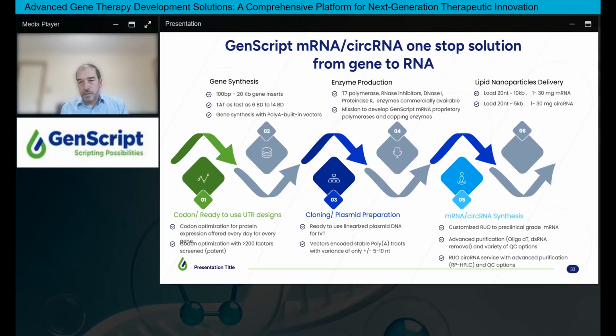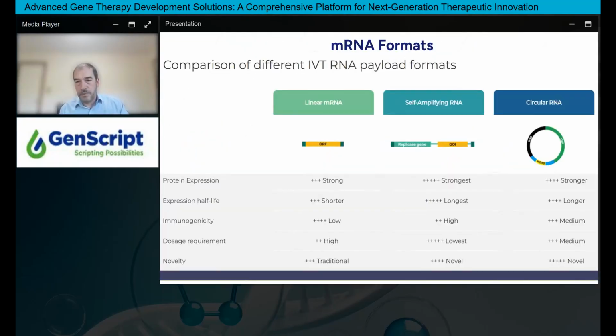And then we can prepare the plasmid. We can linearize it to prepare the templates for the IVT reaction. We can produce any enzymes that need to be custom produced for the development. And then we can produce mRNA, either linear mRNA, saRNA, or circular RNA. In addition, we can also package the mRNA into LNPs. And I'll show more detail about our services later.